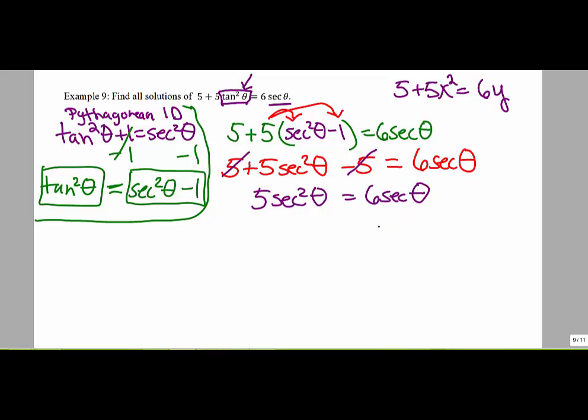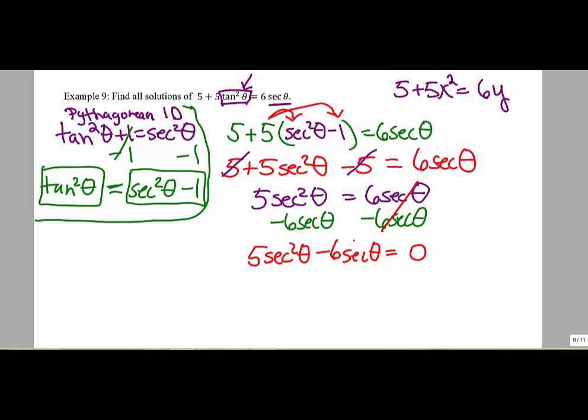Our goal is to get secant theta by itself on one side. So what we're going to do is subtract. We're going to get 0 by itself on one side, everything else on the other, and then we're going to try to factor. So we're going to bring everything to one side. So we have 5 secant squared theta minus 6 secant theta.